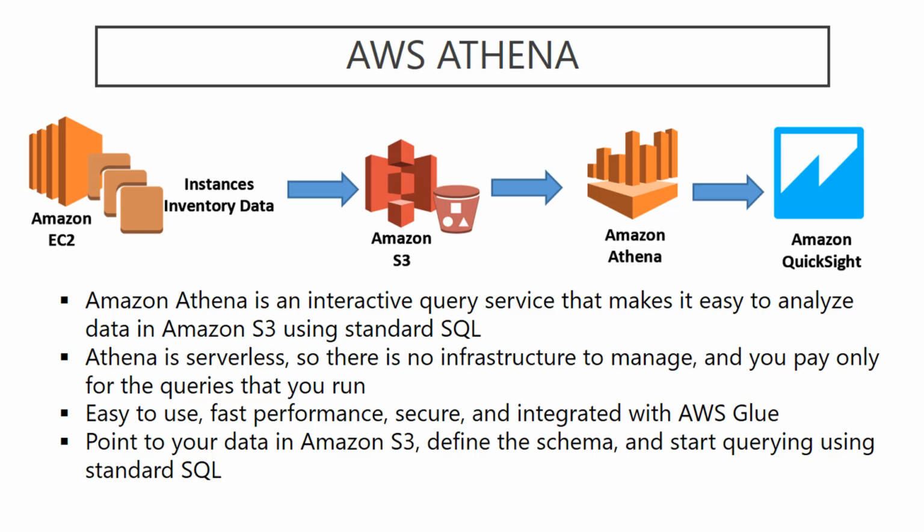Athena is serverless, so there's no infrastructure to manage, and you pay only for the queries that you actually run, which is like 1 terabyte of queries, right? You get to pay about $5 or something like that. It's very easy to use, fast performance, secure, and integrated with AWS Glue. So what it does is point to your data in S3 buckets, define the schema, and then start querying using standard structured query language. So you can run select statements, you can run update statements, drop tables, create databases, and so on.